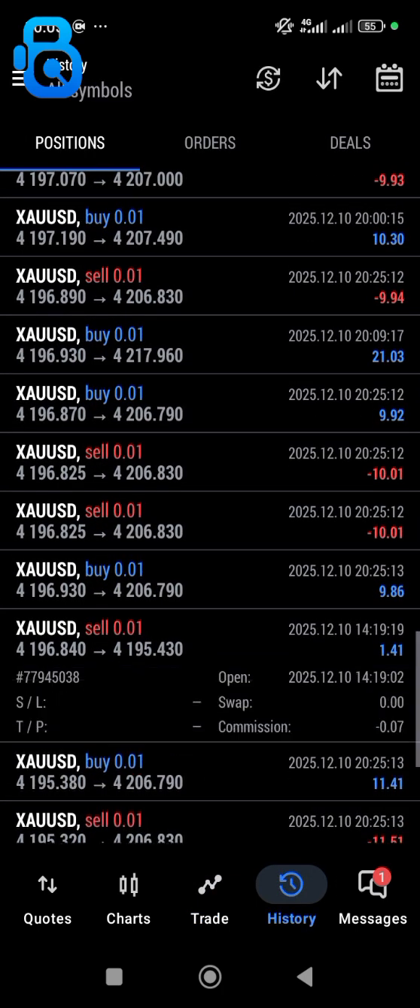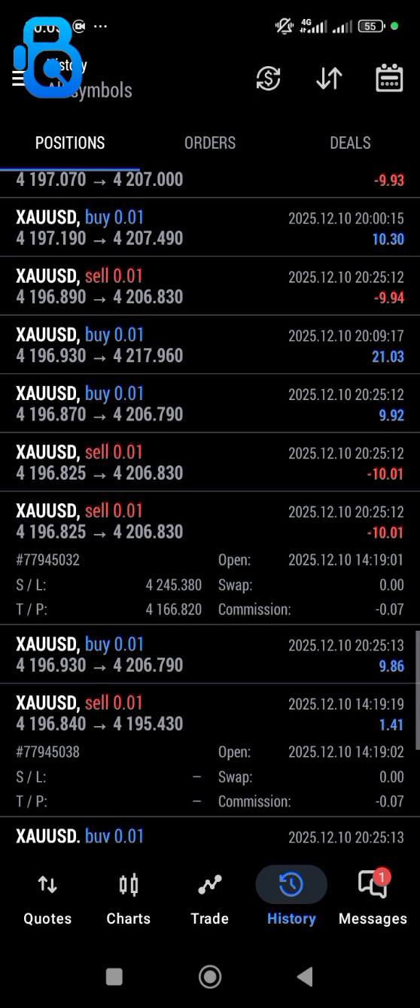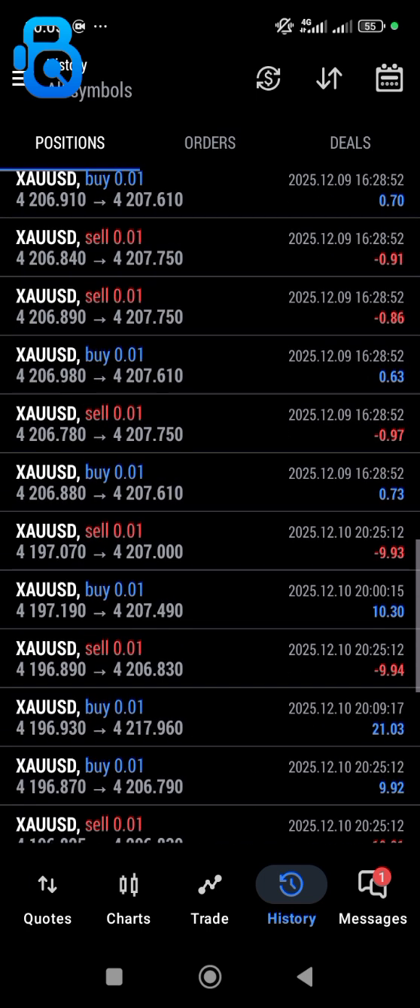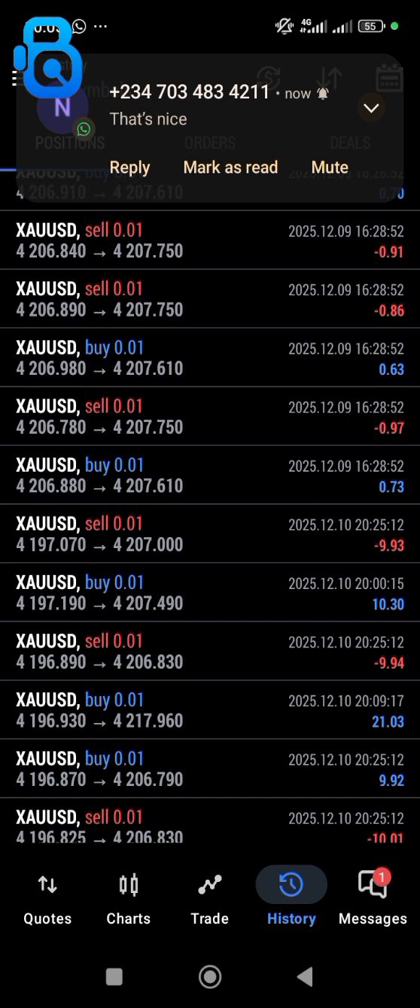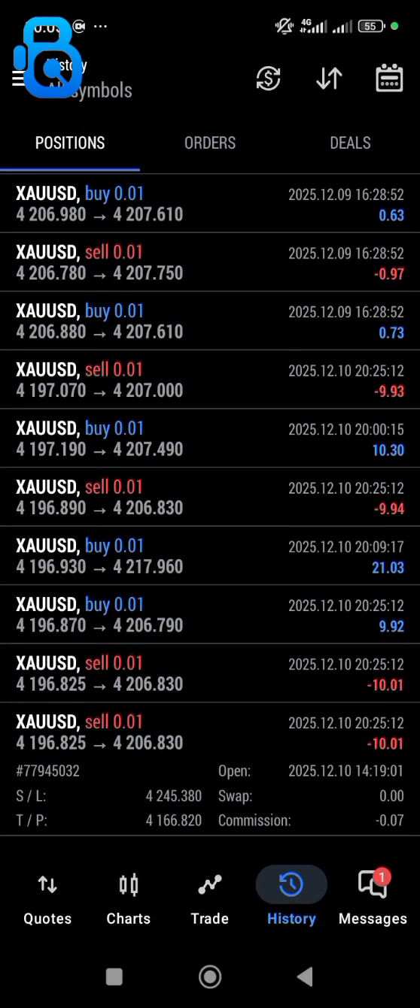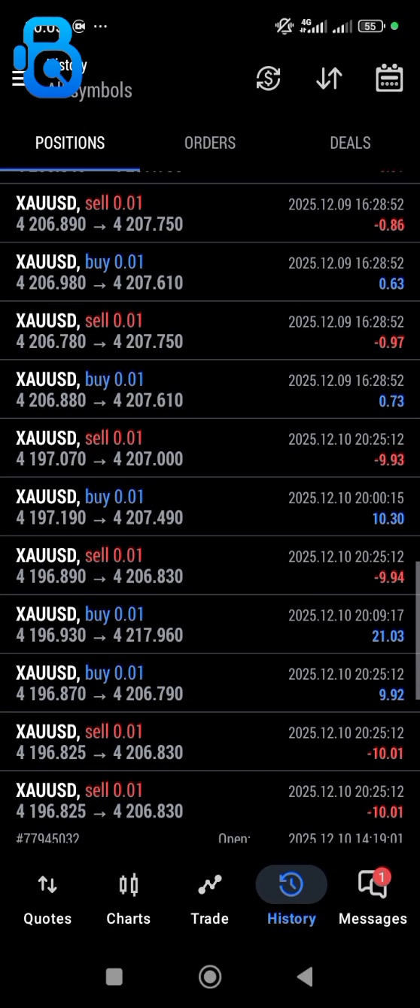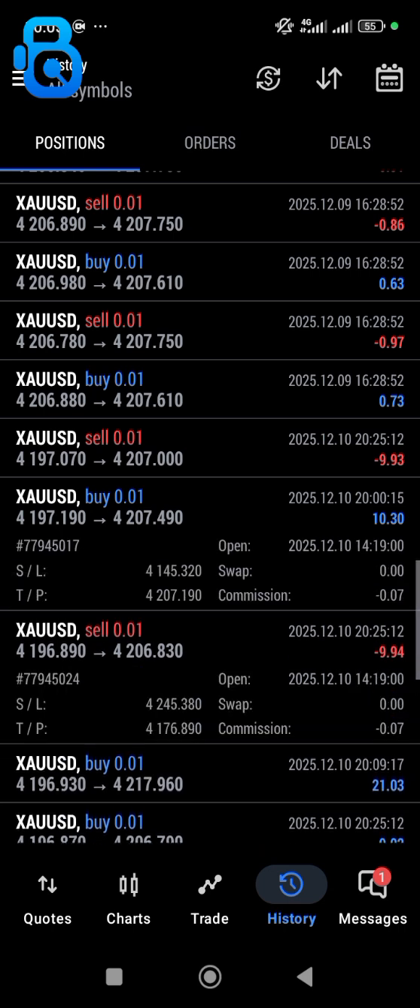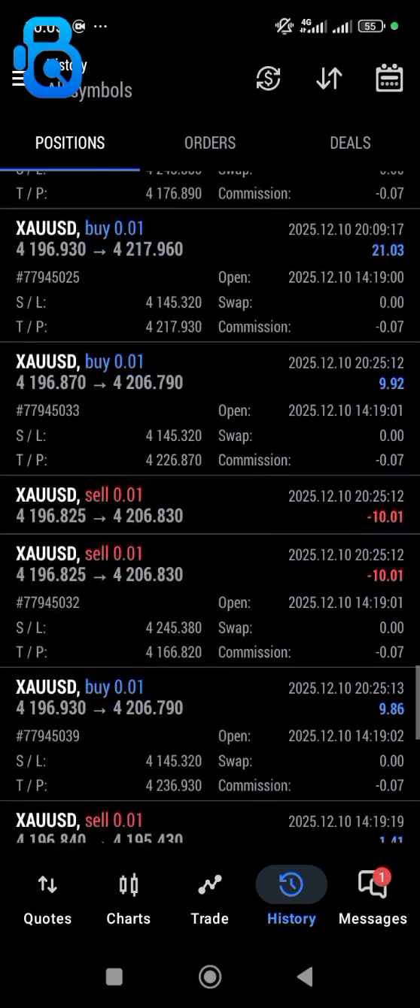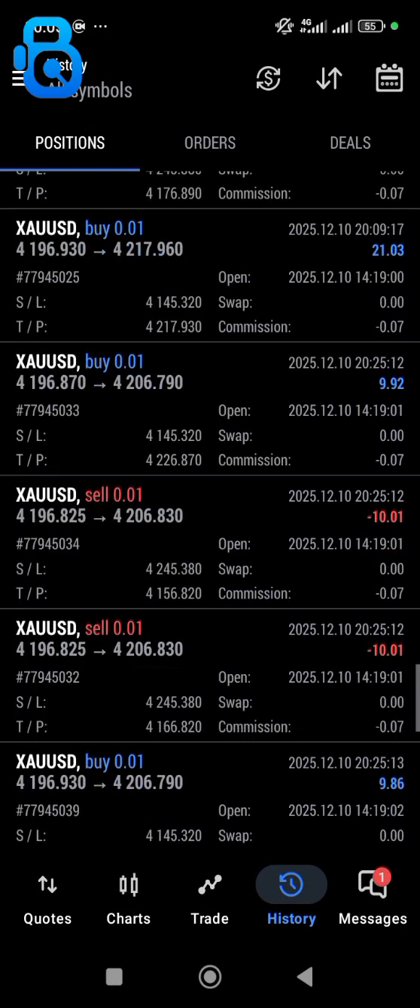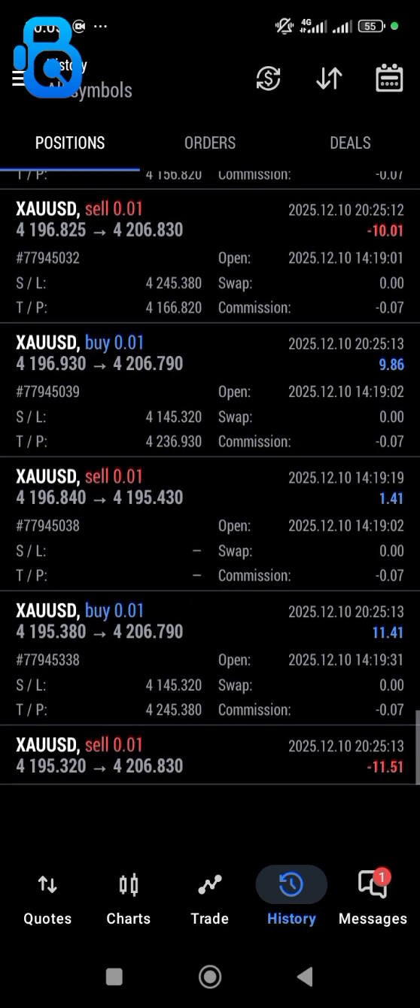If I remember yesterday's trade, the entry price is, let me go back to yesterday. Okay, yeah, this is for yesterday. Our entry price was 4177. So if you can remember, yesterday this was the entry price. So this was the trade for yesterday. So this is my history.